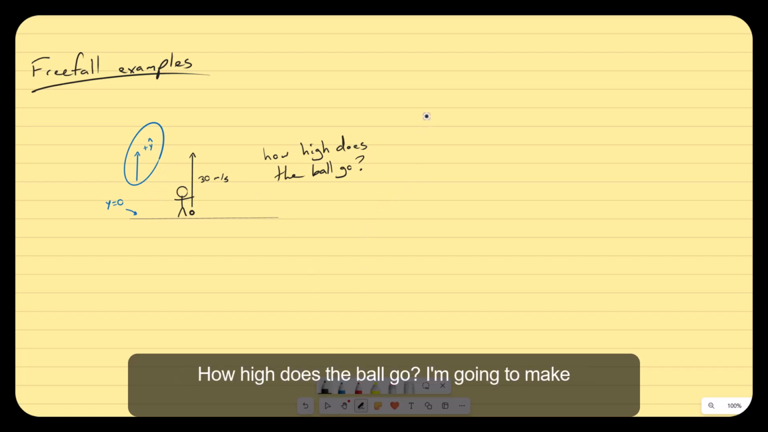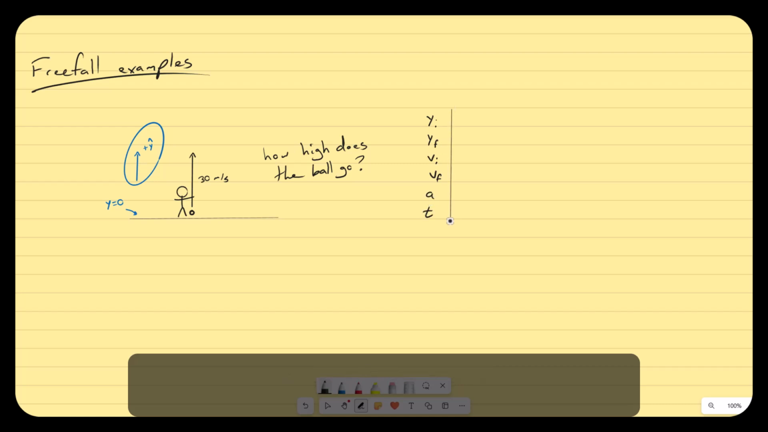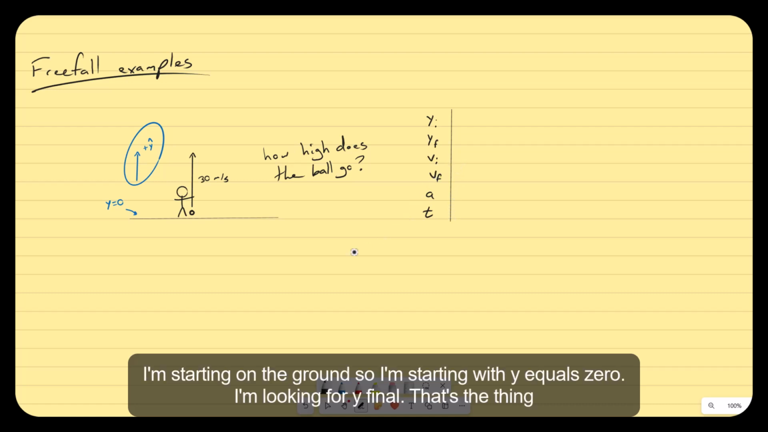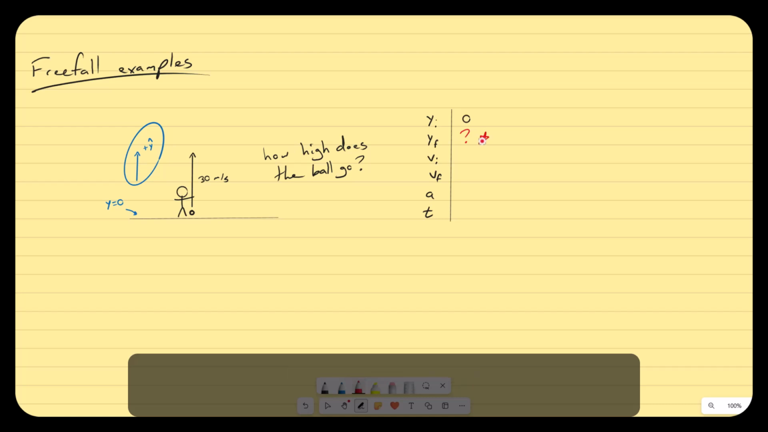How high does the ball go? I'm going to make my table. Y initial, Y final, V initial, V final, acceleration, time. I'm starting on the ground, so I'm starting with y equals 0. I'm looking for y final. That's the thing I'm really hoping to find. V initial, that's 30 meters per second, and it is positive because I'm going up. V final, when I get to the top of my motion, I will have a V final of 0.